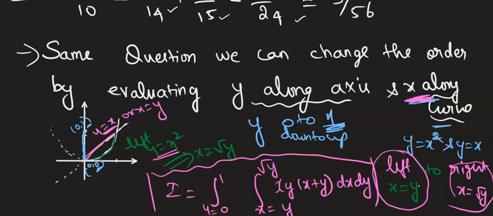So I can write that y varies from 0 to 1. X varies from y to root y. Since I have written x first, I will write dx and dy. If you solve this also, you will get the same answer, 3 by 56. So always keep this in mind. X varies from left to right and y varies from down to up. So same question, I am evaluating y along the axis, that is from 0 to 1, and x along the curve. Left curve is x is equal to y. Right curve is x is equal to root y.